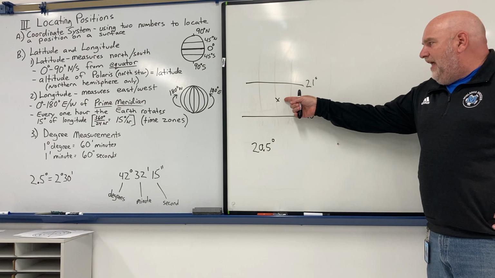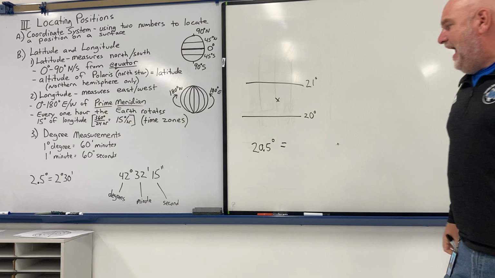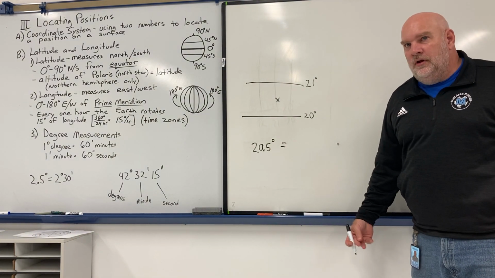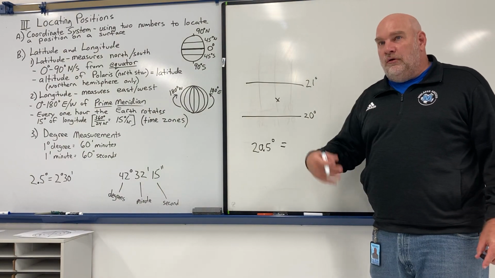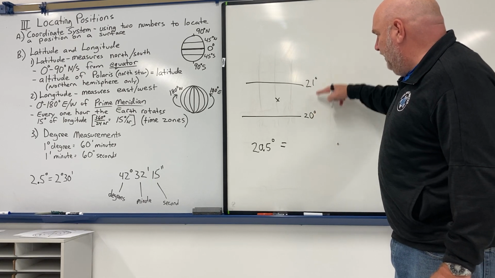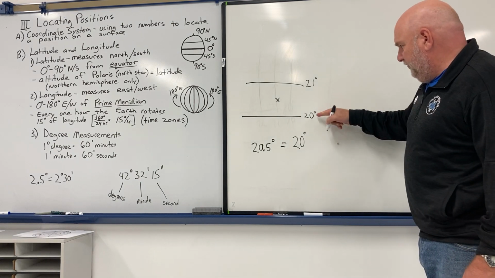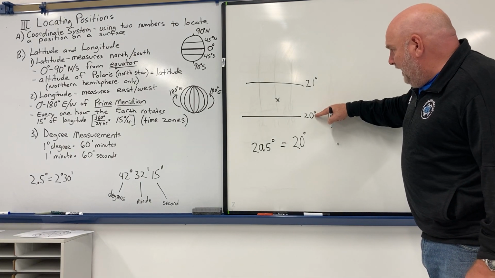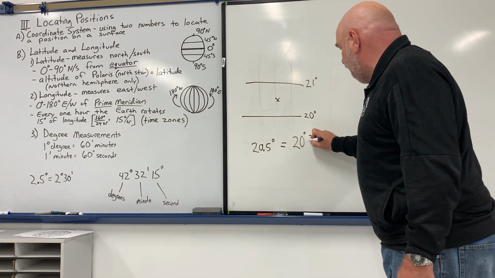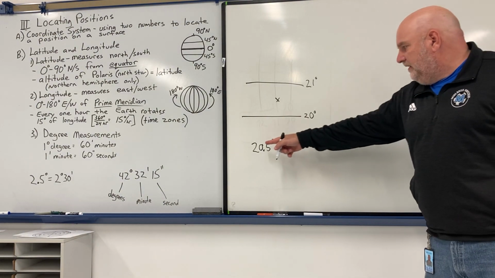So if something was halfway in between 20 and 21, instead of saying 20 and a half, just like instead of saying 20 and a half hours, another way I could say it is 20 hours and 30 minutes. Same idea. If I'm halfway between 20 and 21, that would be 20 degrees, and if there's 60 minutes from there to there, 30 would be halfway between. So that'd be 20 degrees, 30 minutes. So that equals that.